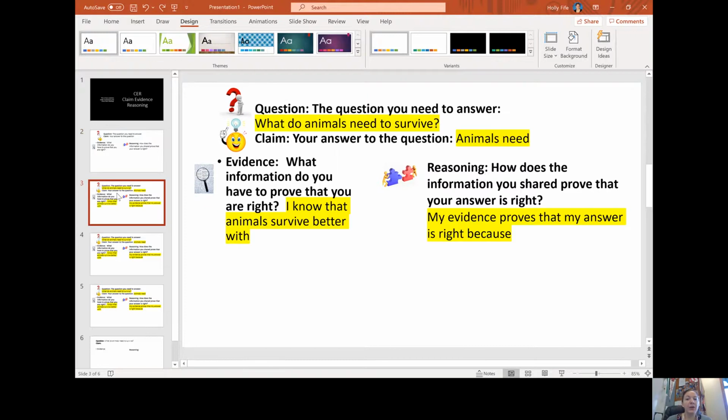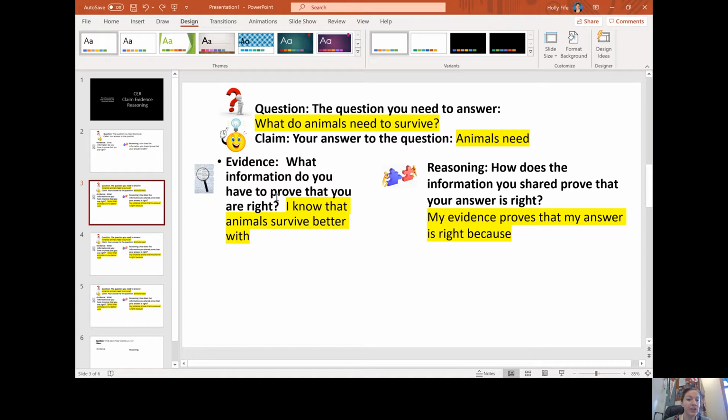In class, we're going to talk about the question you need to answer. So the question would be, what do animals need to survive? So we know that there are things that help them survive better, but what do they absolutely need so that they can survive? So in your claim, you're going to want to have part of that question in your answer. So you're going to say animals need blank to survive, right?